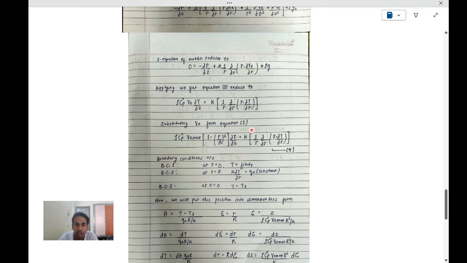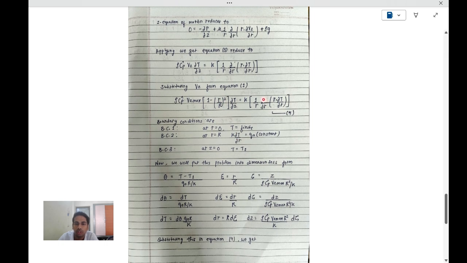This equation will reduce to rho cp vz into del t upon del z, which is equal to k into 1 by r del of del r into del t upon del r. Now substituting Vz from equation 1, we will get rho Cp into Vz maximum into 1 minus r upon capital R whole square into del T upon del z equal to K into 1 by r del upon del r into del T upon del r.